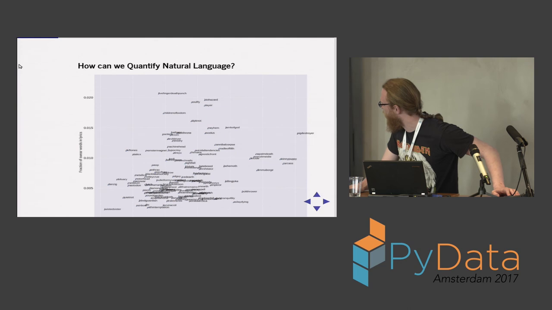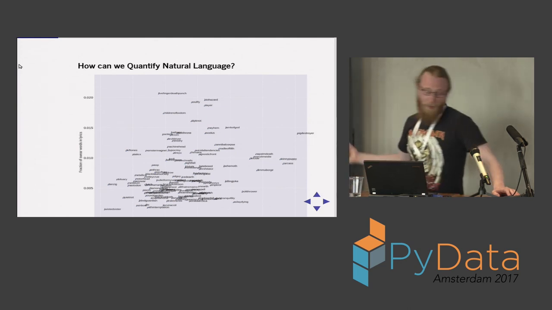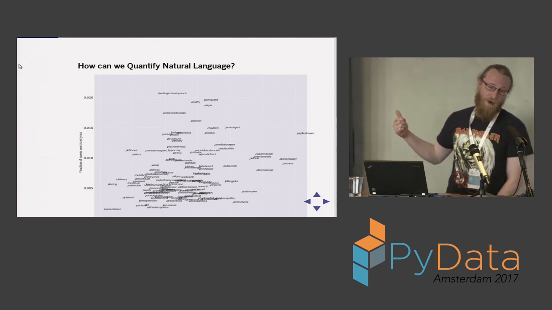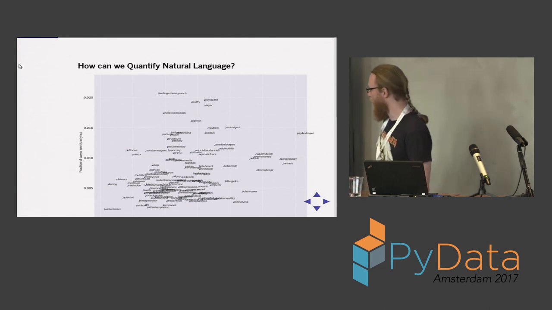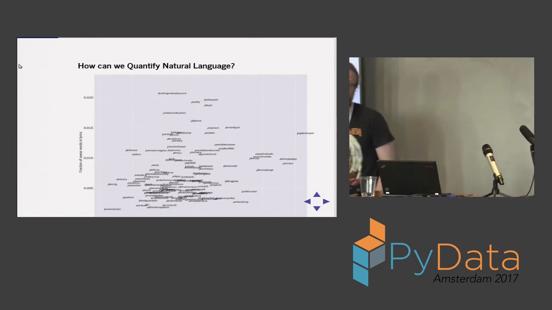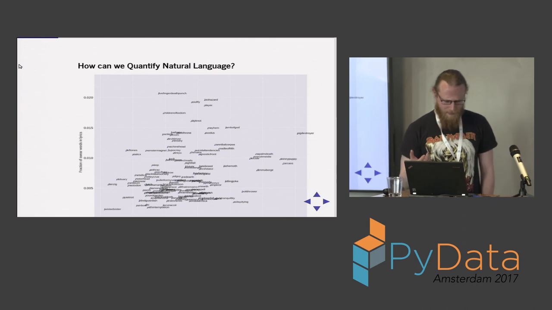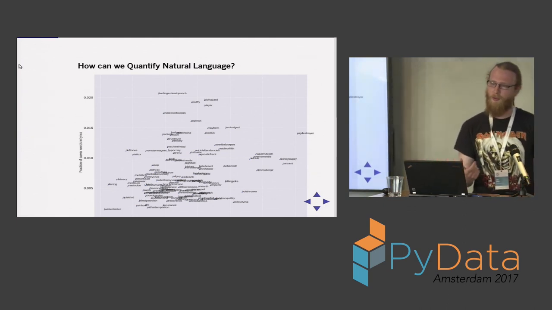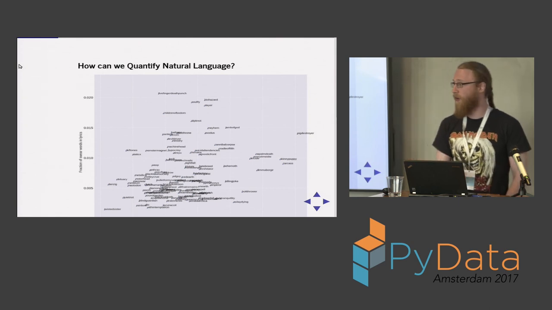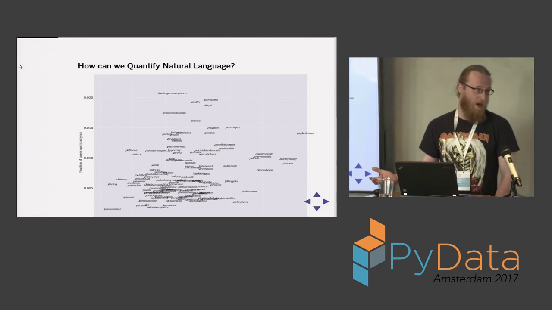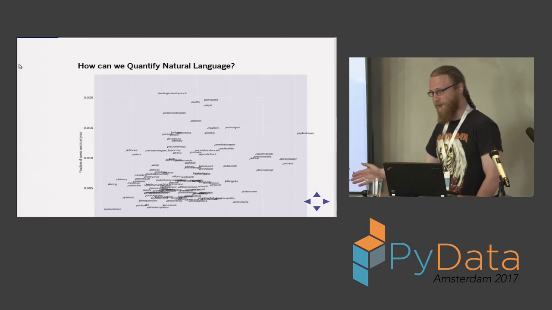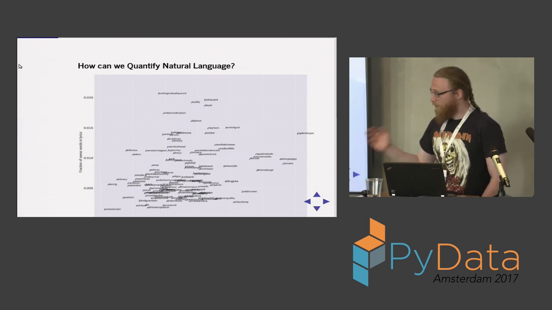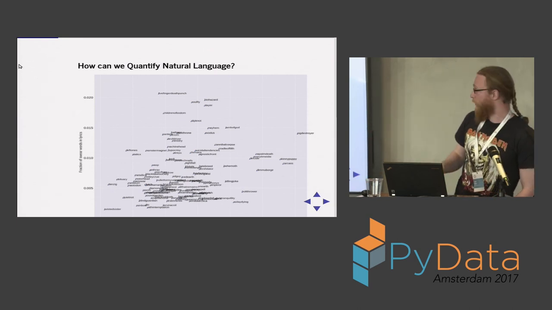I got the screen size wrong, clearly. But what I'm showing here is a graph of one particular attempt at doing this. On the x-axis, we have readability. This is defined as the ratio of syllables in the words to the length of the document. More syllables per word, the higher the reading level. Fewer syllables, the lower the reading level.